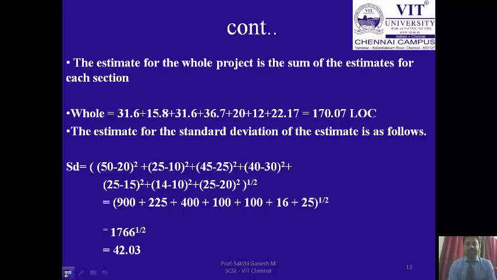So the entire LOC for the particular project based upon the work breakdown structure is 42.03. So this is how the LOC is calculated. From the LOC we will be finding the cost estimation of the whole project. This is how the older approach works.